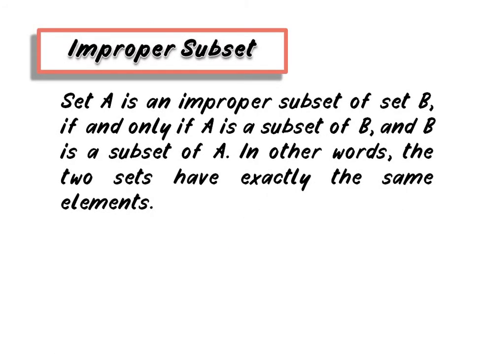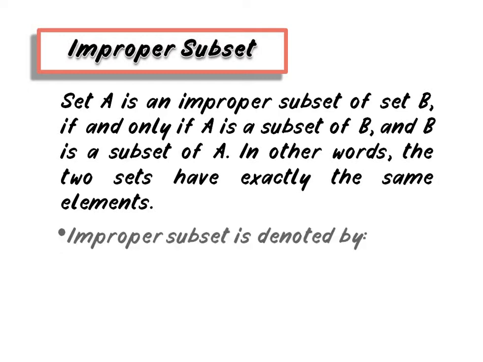Set A is an improper subset of set B if and only if A is a subset of B and B is a subset of A. In other words, the two sets have exactly the same elements. This means that all the elements of set A are contained in set B. Likewise, the elements of set B are all contained in set A.